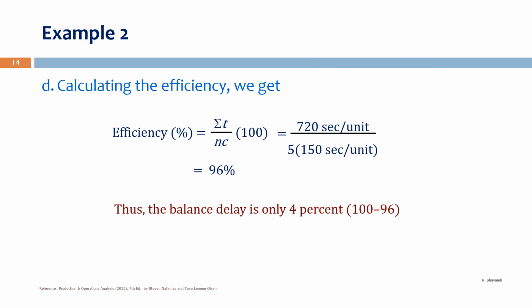So as a performance measure for our assignment, we can calculate the efficiency here. The total work time divided by N times C. And let's see here, we have 96% efficiency, which is pretty good. And this means that we only have 4% as the balance delay here. So it's a pretty good solution.